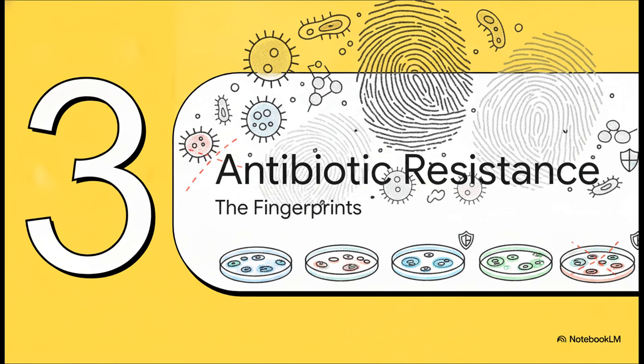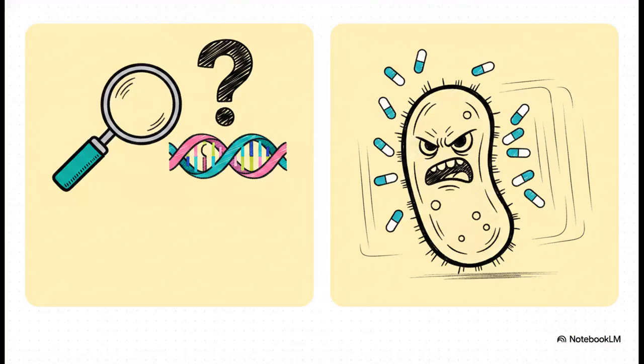Let's move on to part 3, mapping antibiotic resistance. The fingerprints. Now that we know their genetic potential, we need to pivot and look at their actual physical behavior, the phenotype. But before we look at the charts, we have to call out a vital discrepancy in the data.